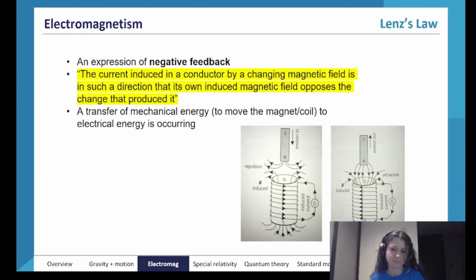So now getting on to Lenz's law. Lenz's law is, at least what I considered in year 12 to be, the most difficult part of electromagnetism.